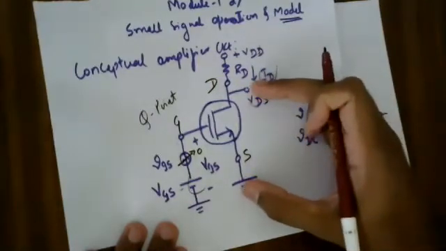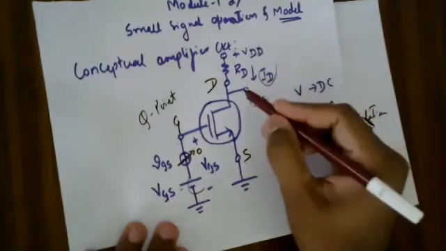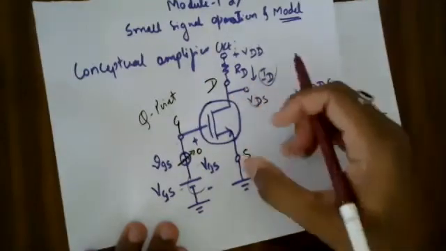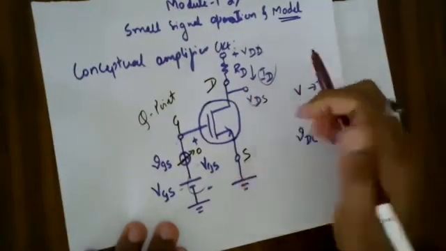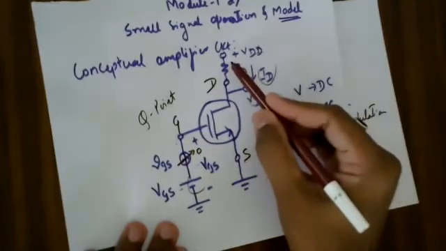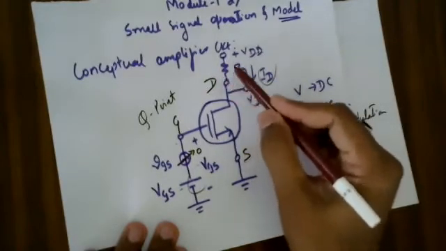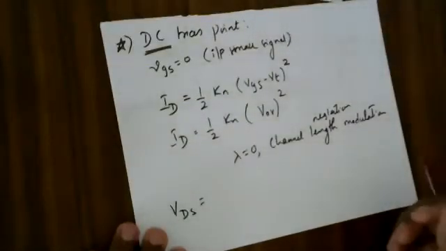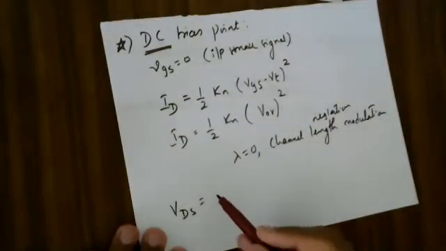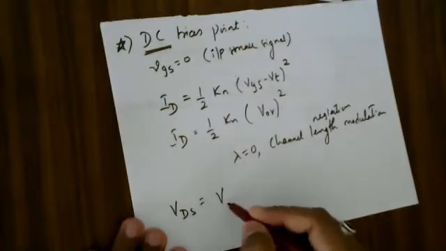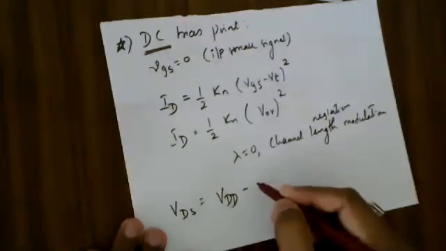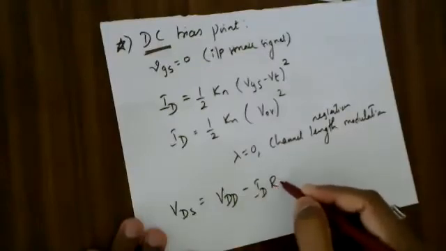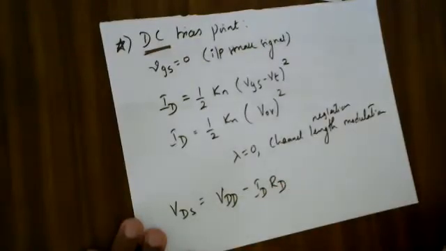So how can I write this potential? The potential at the drain with respect to source is nothing but your VDD minus the voltage drop that occurs across your resistance RD. So I can simply write VDS is equal to VDD minus ID into RD.